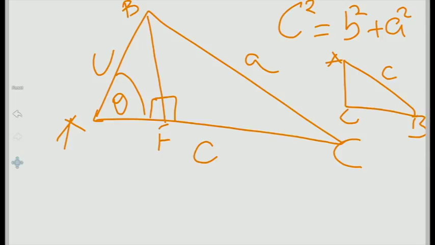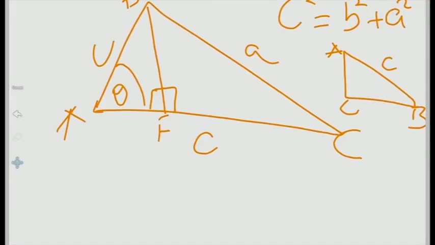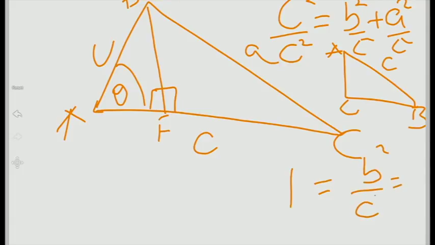Now we said that in Pythagoras, if you have a right angle triangle ABC, where C is the hypotenuse, C squared is equal to A squared plus B squared. So if I divide by C squared throughout the equation, I'm going to find that 1 is equal to B squared over C squared plus A squared over C squared.